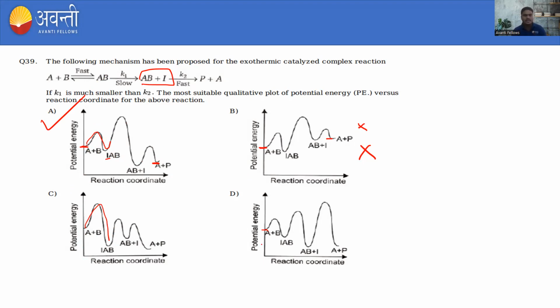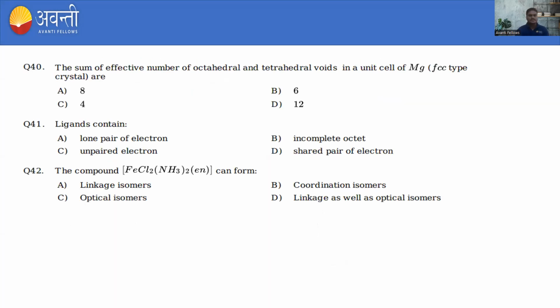So from these reasons, we can say that the correct graph for this question is option A. Now, the next question is: what is the sum of the effective number of octahedral and tetrahedral voids in the unit cell? So you have to calculate the sum of the effective number of octahedral and tetrahedral voids in a unit cell of FCC type. So in this type, you need to calculate this value.